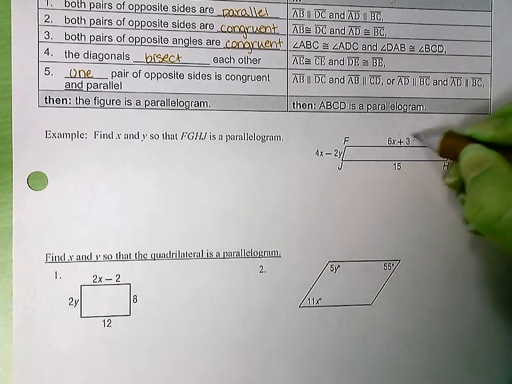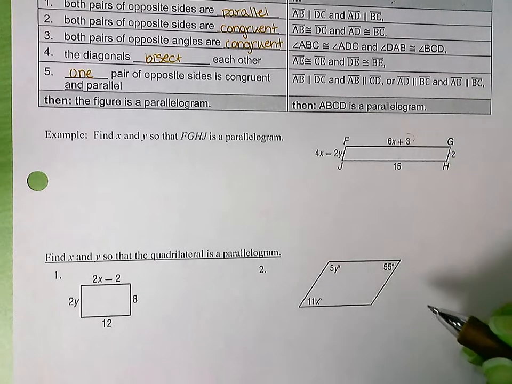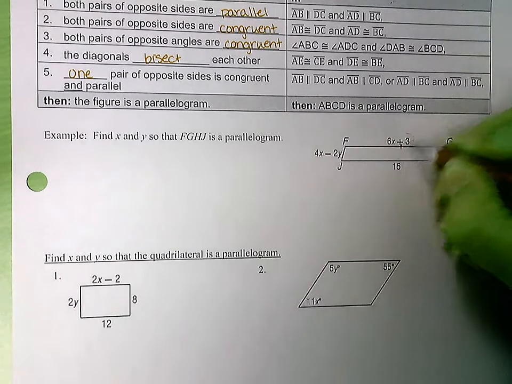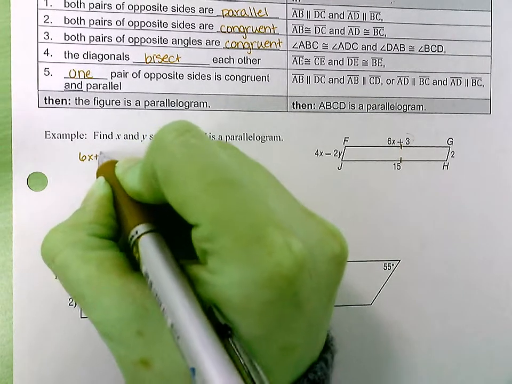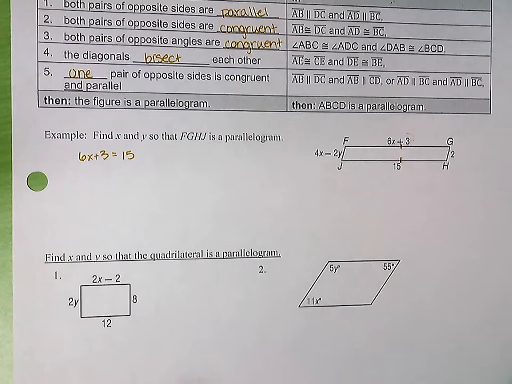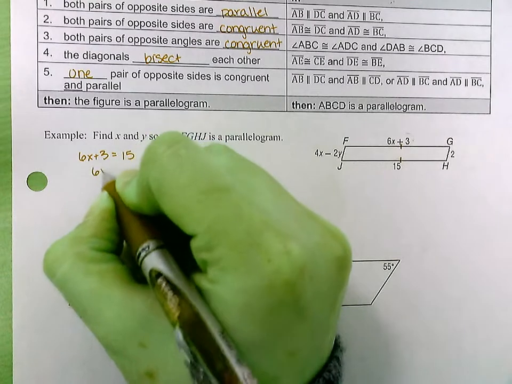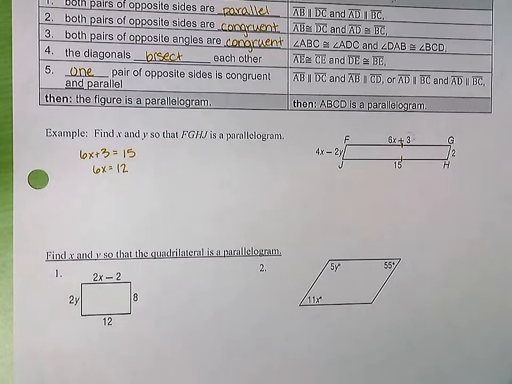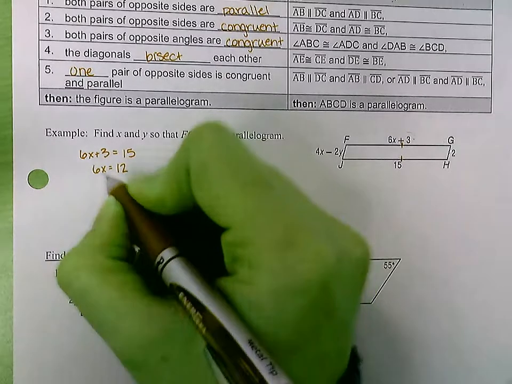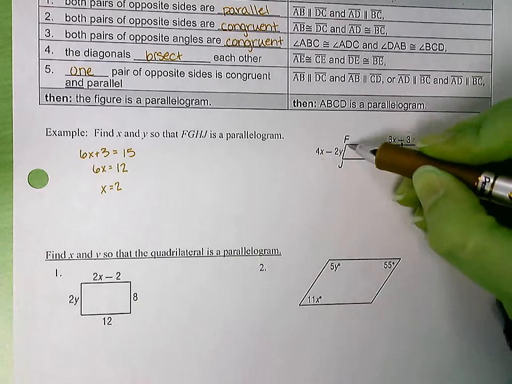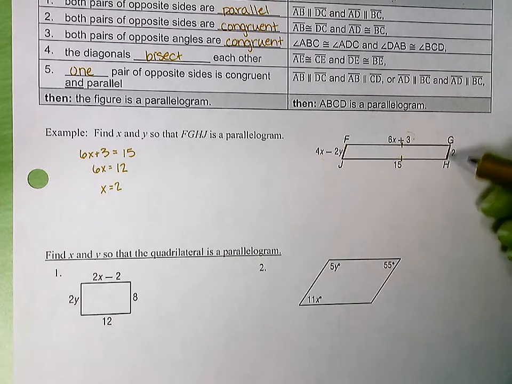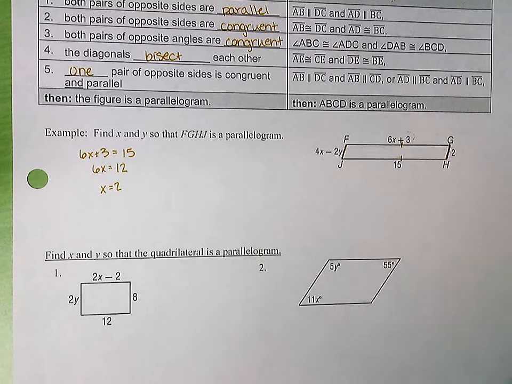Well, I have this 6x plus 3, and 15 is its opposite side. For that to be a parallelogram, those sides need to be congruent. So I can set 6x plus 3 equal to 15, because I want them to be equal in length. Subtract 3. I get 6x is equal to 12. Divide by 6. X is 2.